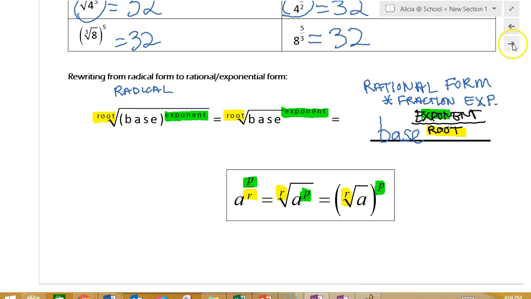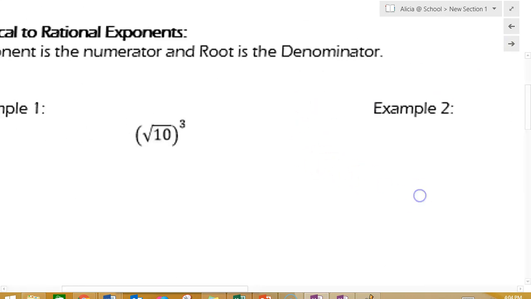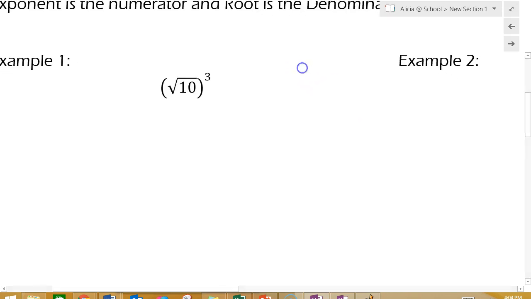Now let's kind of look at some of these examples together. I see our first example. We have the square root of 10 raised to that third power. So remember, all common square roots, this index number right here is a 2. We never see it, but it is written there. So please don't forget that. Write it in so you can see it.